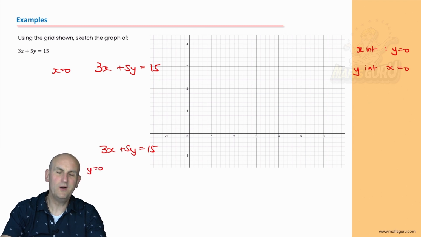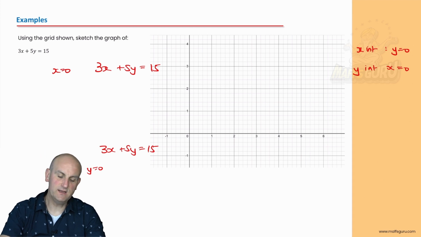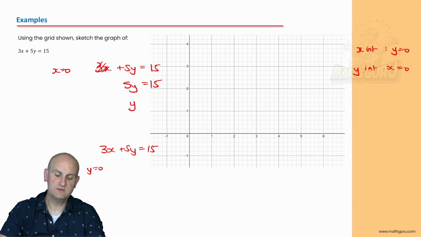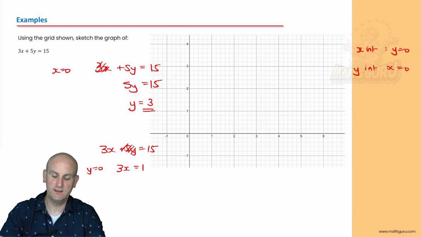Anything times 0 is 0. So if I do that, then this 3x term is just going to disappear, and I'm going to get left with 5y equals 15. Well, I can solve that now using my algebra, so y becomes equal to 3. And if I now go to my next equation where I let y equals 0, anything times 0 is 0. So now this term disappears, which just leaves me with 3x equals 15, or x is equal to 5.